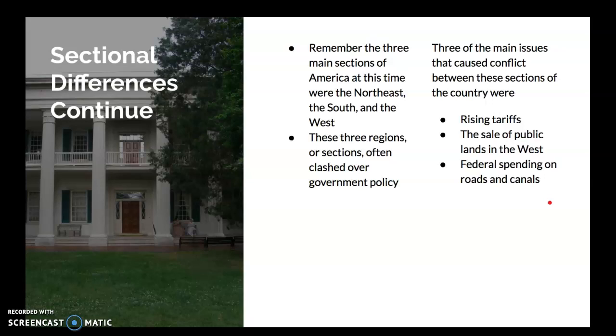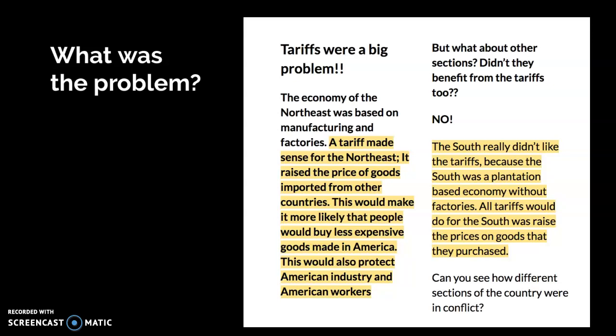We're going to pay a lot of attention right now to the issue of rising tariffs. So what was the problem? Well, tariffs were a big problem. So the economy of the Northeast, remember we're talking about New England and New York, it was based on manufacturing and factories. A tariff made sense for the Northeast. Well, remember what a tariff does? It's a tax on imported goods. So basically, an additional charge on things you would import from countries like maybe France or Holland or Britain, things like that. So it raised the prices of goods imported from other countries.